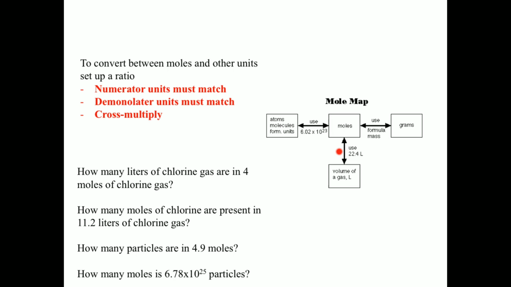Looking at this diagram, you can see that 1 mole is equal to 6.02 times 10 to the 23 atoms, the gram formula mass from the periodic table, or 22.4 liters.